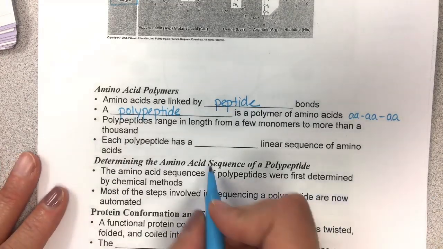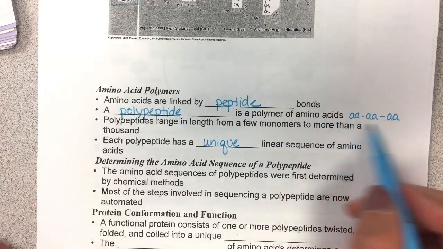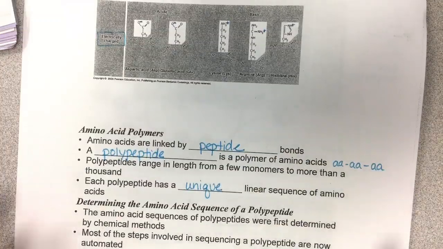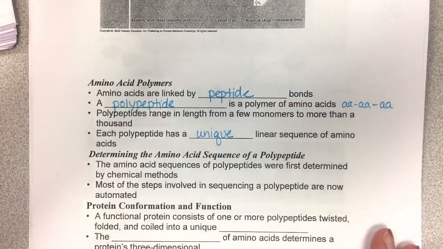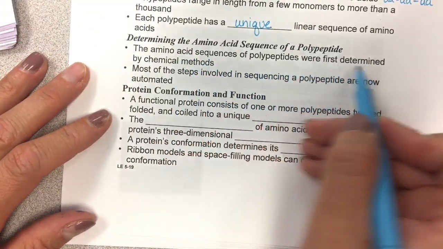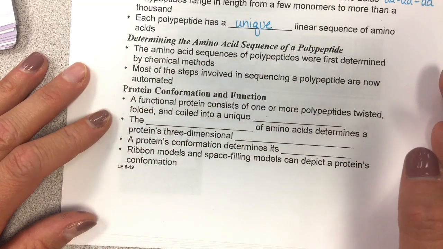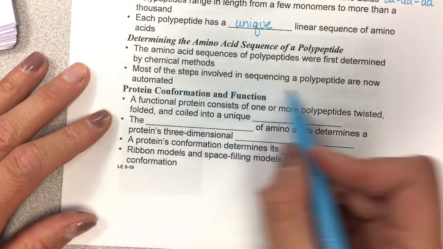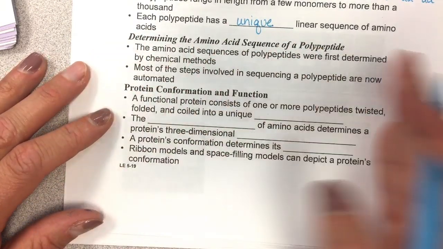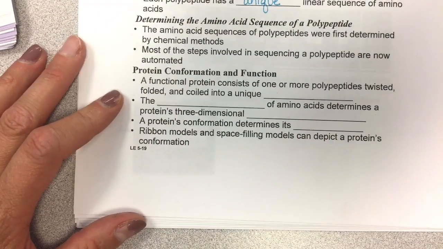So each polypeptide has a unique linear sequence of amino acids. What makes them different is their length, as well as which of these 20 amino acids, and in what order, are hooked together, kind of like letters in a word to make up different words. The amino acid sequence of polypeptides was first determined by chemical methods, figuring out what amino acid was hooked to what. Now, as it's automated, we use computers. There are high-tech computer systems to figure out which amino acid is hooked to which amino acid to make up a polypeptide chain.